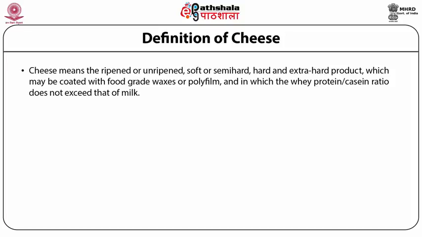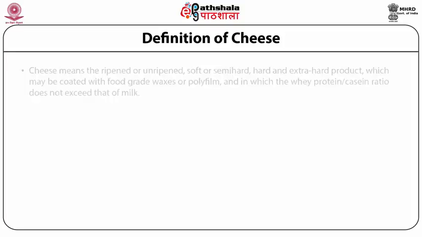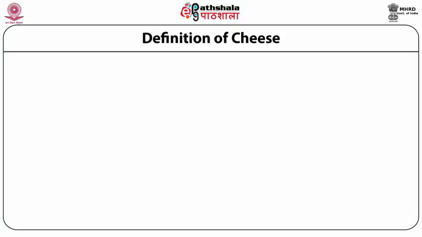Cheese means the ripened or unripened, soft or semi-hard, hard and extra hard product which may be coated with food grade waxes or polyfilm, and in which the whey protein to casein ratio does not exceed that of milk. Regarding the coating, in the olden ages, we used to use wax so that there is no growth of molds and yeast on the cheese when we are keeping it, especially for ripening. However, with recent trends, we have come out with polyfilms, shrink wrapped and then kept for ripening, wherein there is no need to go for any waxing at all.